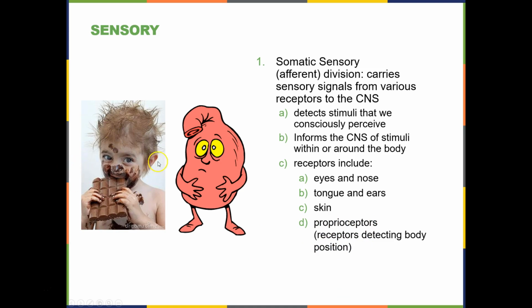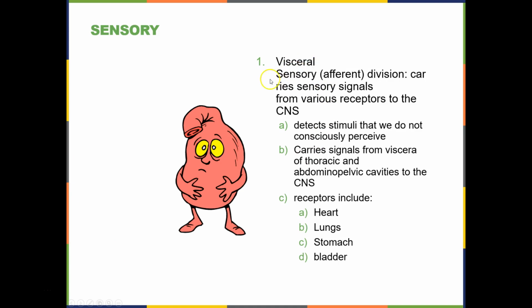These are all things that we tend to be consciously aware of. Whereas visceral or autonomic sensory, still an afferent division, takes information from organs of the viscera or internal organs and sends signals to the CNS. And this information we don't tend to be consciously aware of.